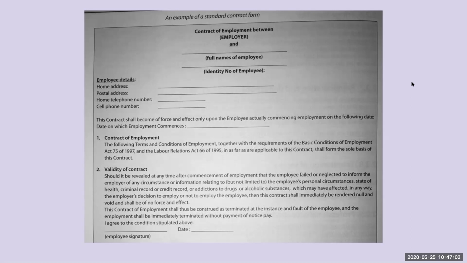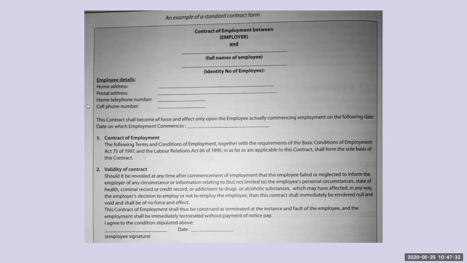Okay, so your contract of employment also always starts with contract of employment between your employer. So let's say, for example, you are going to work for Mango Airlines, then that is where their name will be, and your full name. So let's use Dino as an example, and Dino Base, and then Dino's identity number will be here on this line. Then you have your employee details. This is also pretty standard: home address, postal address, home telephone number, cell phone number.